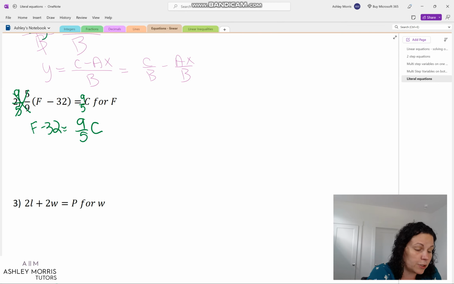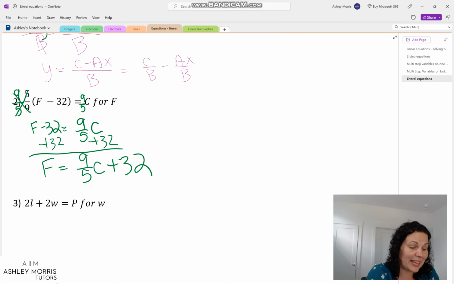And then to undo minus 32, we're going to add 32. And we can't combine anything because they're not like terms. They don't both have a c. We're going to just leave it like that.